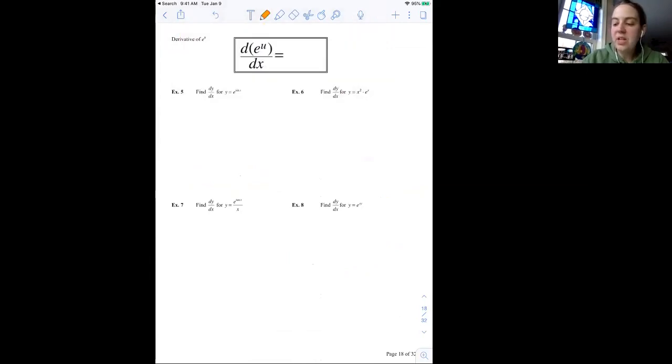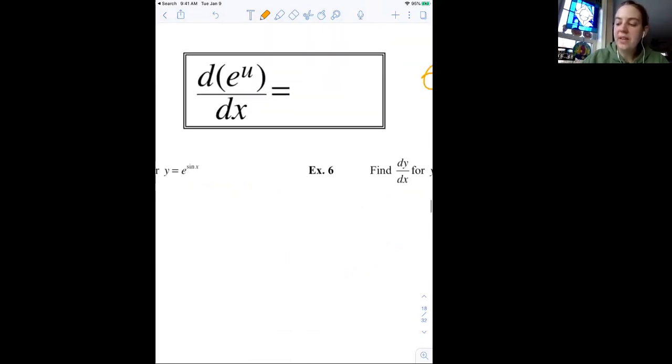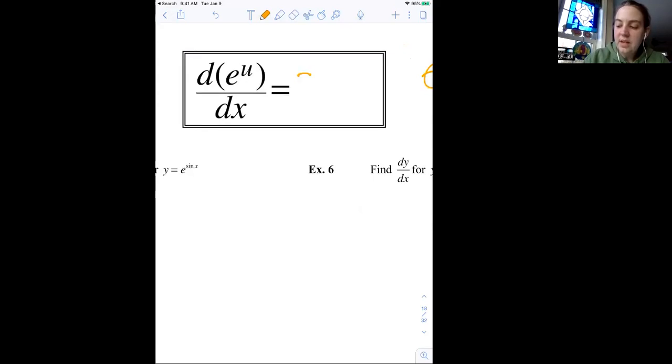So the derivative of e to the u, we've already discussed e to the x, stays the same and is really e to the x. But for e to the u, we have to take into account that chain rule. So this is e to the u times du dx. So that's the one that goes on your golden ticket or wherever you're keeping track of those formulas.